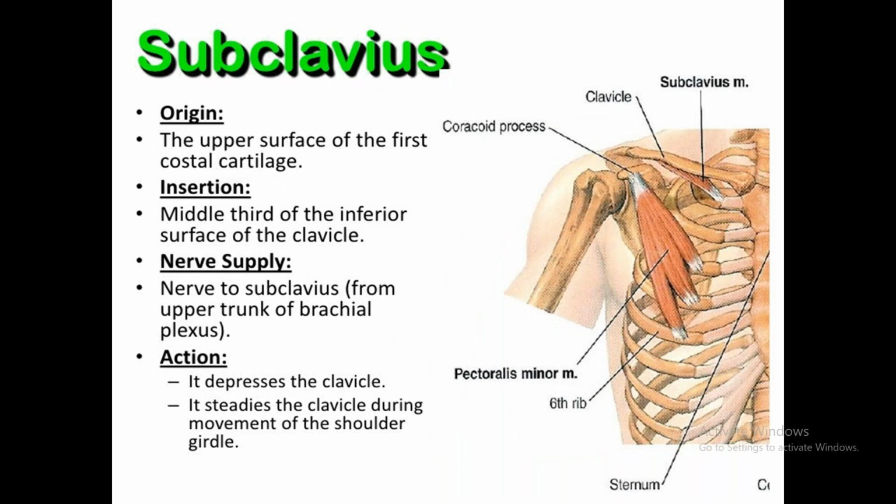Then the subclavius muscle. It originates from the upper surface of the first costal cartilage. This is the subclavius muscle, and it originates from the upper surface of the first costal cartilage and is inserted into the middle third of the inferior surface of the clavicle. Nerve supply. The subclavius is supplied by the nerve to subclavius, which arises from the upper trunk of the brachial plexus. Action: it depresses the clavicle. It steadies the clavicle during movement of the shoulder girdle.